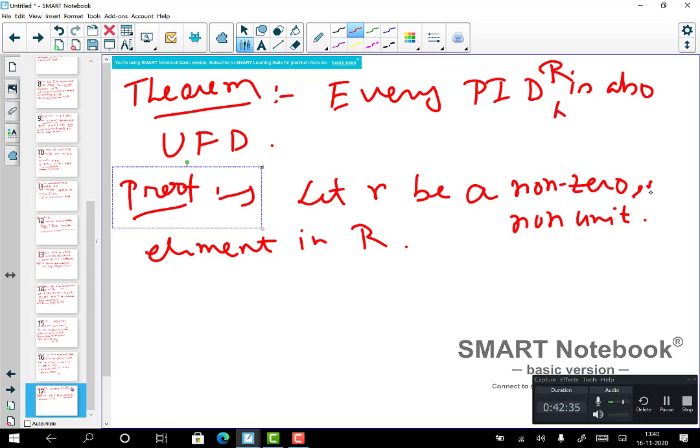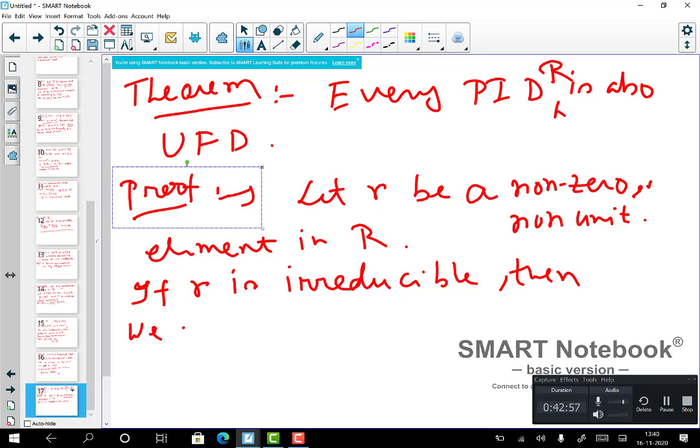Okay, so what are the possibilities? The possibility can be that R is irreducible itself, right? Then done. So if R is irreducible, then we are done, because that is the only factorization of R itself, right? If not, then what happens? So you can further break it into a smaller product of irreducible elements, right?